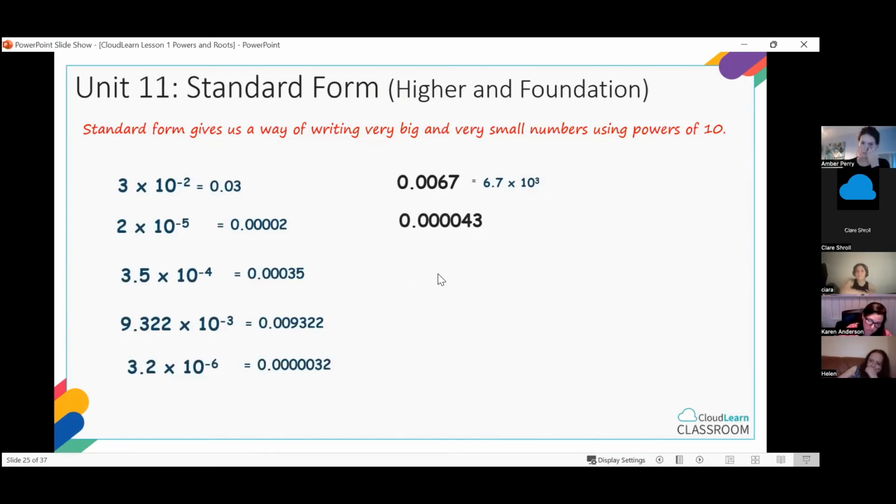Okay. So do you want to have a go at doing this one quickly? Okay. So it's going to be 4.3 times 10 to the power of minus 5. Oh, I did remember the negative there. That's good. Here's another one. Oh my goodness. 1, 2, 3, 4, 5, 6 zeros there.